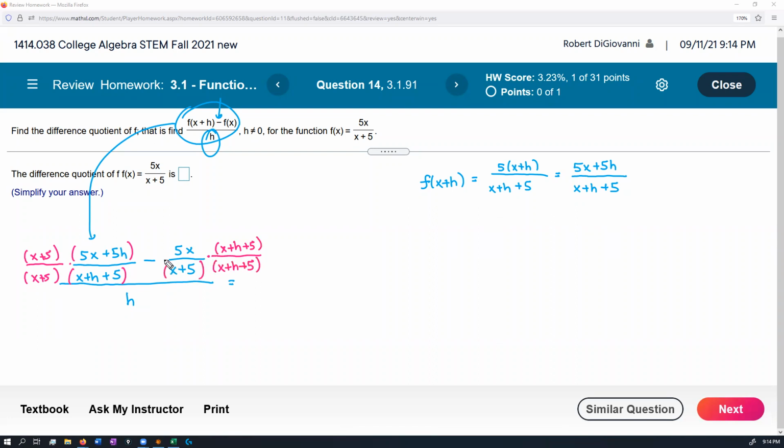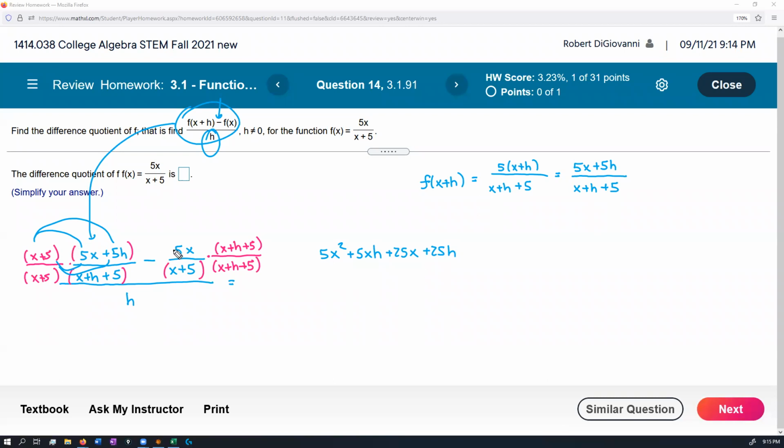And then I'll multiply across the bottom. Now this is only one term, so I don't need parentheses around it. That's just going to distribute through. So let's see if we can't do this. All right, so I'm going to go ahead and multiply these together. So I'm going to FOIL here to here, here to here, here to here, here to here. So the first multiplication, x times 5x is 5x squared. And then x times 5h is 5xh. And then 5 times 5x is 25x. And then 5 times 5h is 25h. And that's these two multiply.